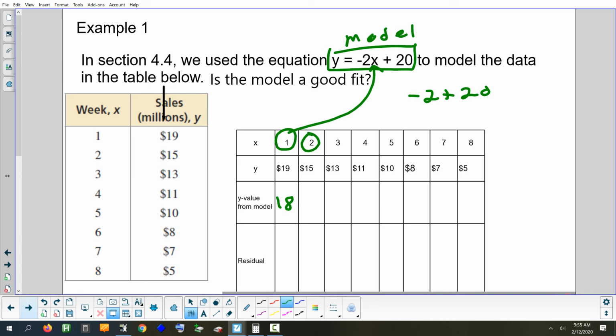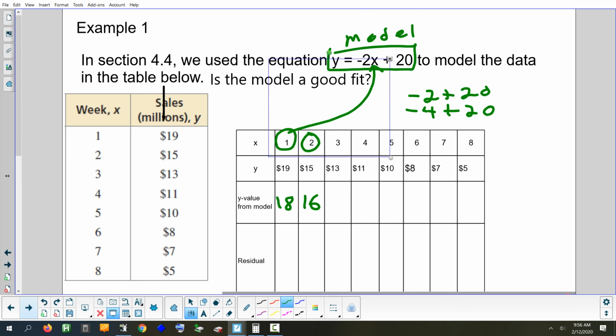Right. Now we plug in 2. What's negative 2 times 2? It's a negative times a positive. Negative 4 plus 20. What's negative 4 plus 20? 16. So the model predicts 16. The actual value is 15. Did the model do a good job there? Yeah, it's pretty good. This one was a little bit higher than what it should be. This one was a little bit lower. So that's good. Let's plug in 3.